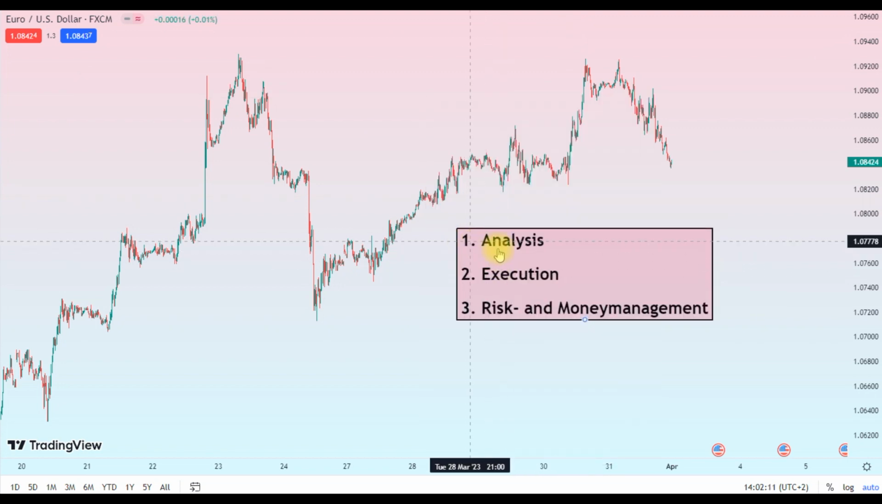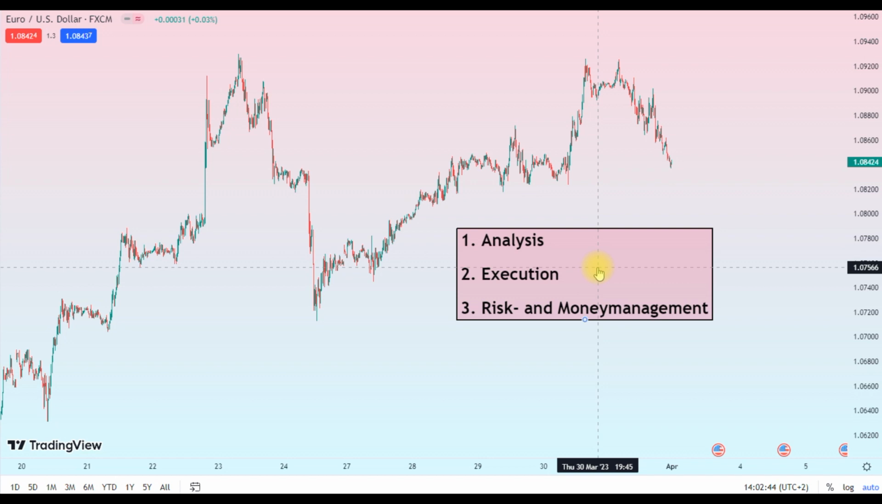The first one is the analysis of the market. So you take a really close look at the market and see what the underlying trend is, for example, where the major support and resistance areas are, to get an overview of the market and know what is going on right there. So you can decide whether to go long or short.